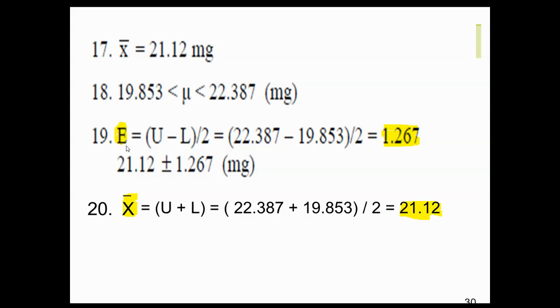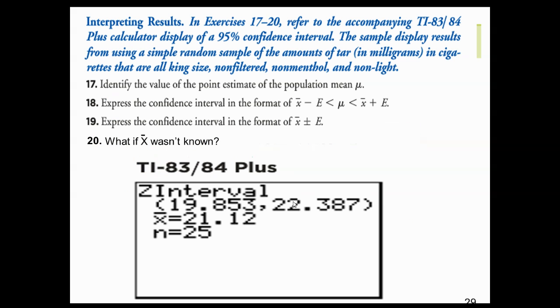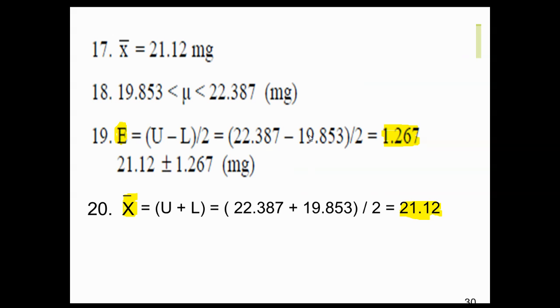To find the error, you would take the upper, 22.387, subtract the lower, divide by 2, and you would come up with an error of 1.2367. If you were not given the mean of the sample, but just the confidence interval, you could add the upper with the lower divided by 2, and it would give you 21.12. You see how it agrees with x bar? This is helpful if you're not given x bar, you're not given sigma, but you're given the confidence interval.